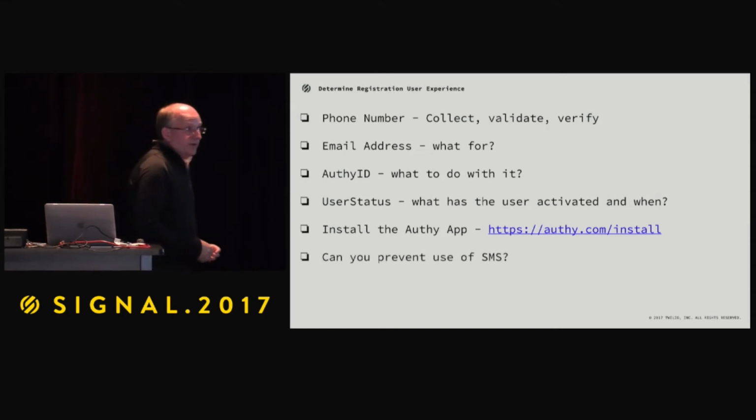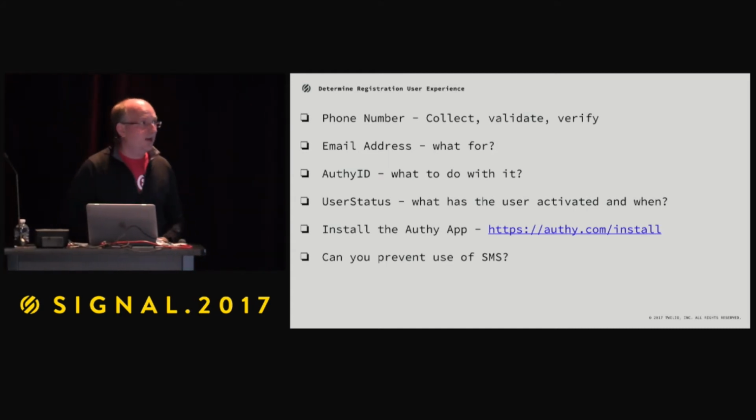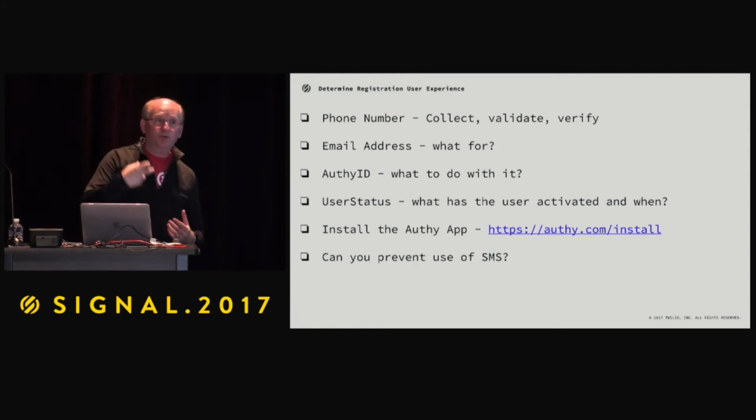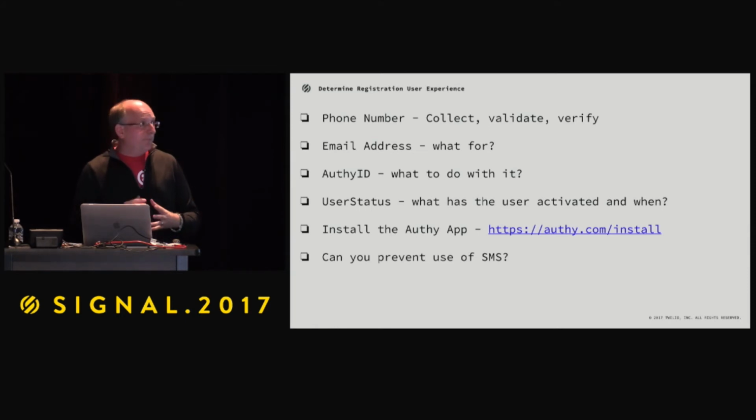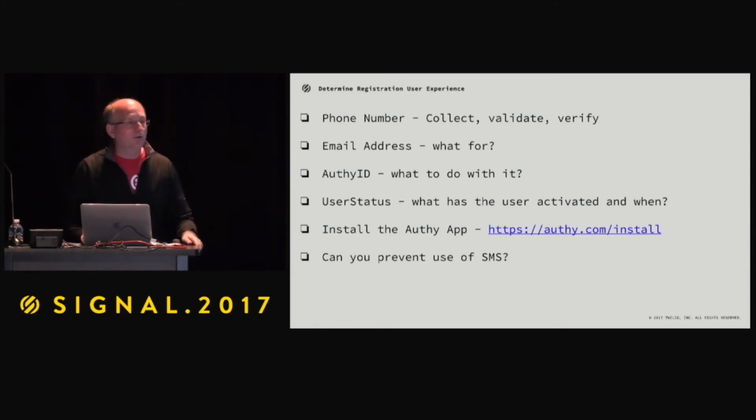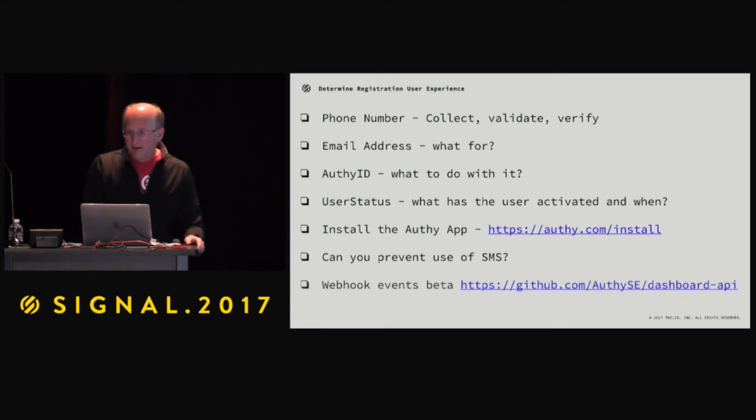Can you prevent the use of SMS? A qualified yes. You can turn off that channel entirely for authentication to your application. Today, there is still an SMS activation involved in the very first Authy app. So the first time they install their first Authy app, they have to use SMS. But if they install more than one Authy app, we'll tell you if they've used SMS or if they've used one of the other trusted applications to authorize it.